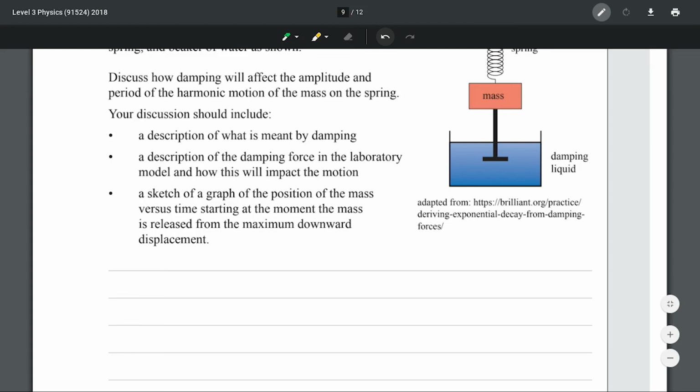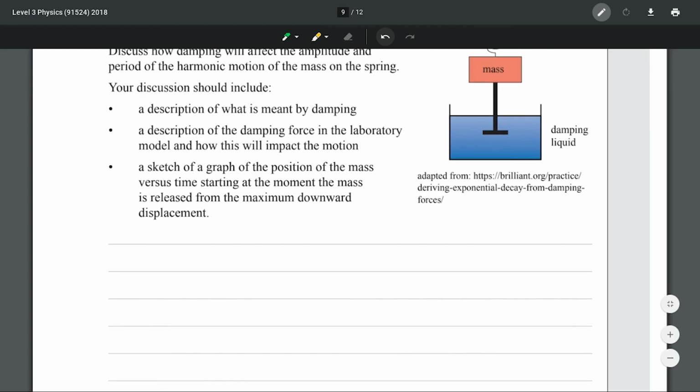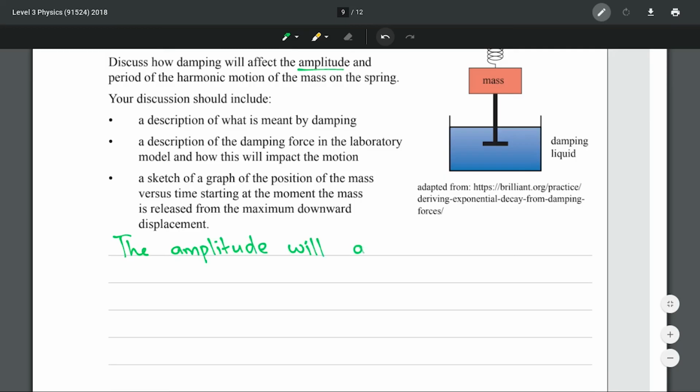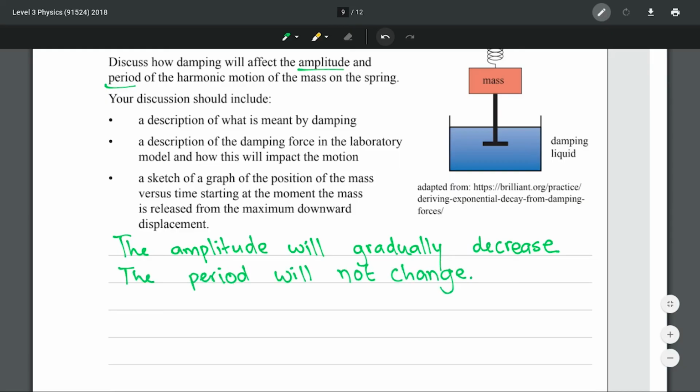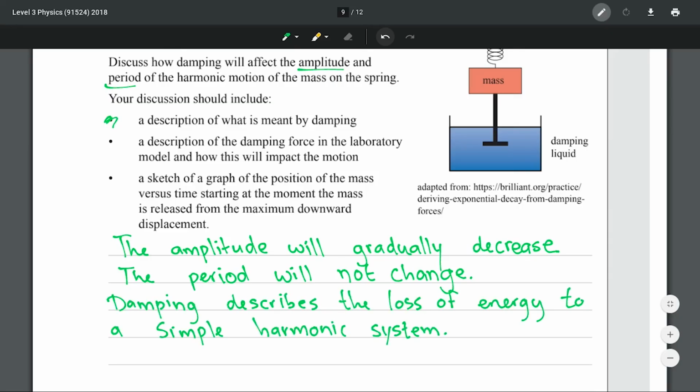So let's address these in order then. The amplitude will gradually decrease. Now, as for the period, it will not change. Now, to describe what is meant by damping. Damping describes the loss of energy from a simple harmonic system.